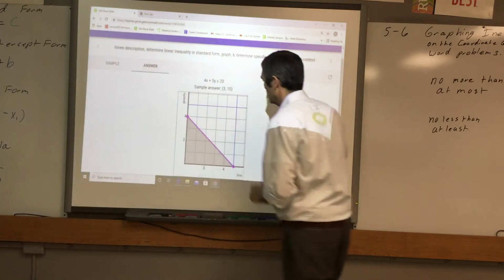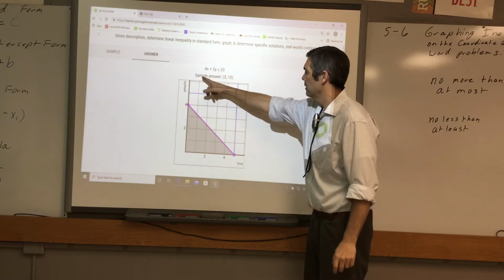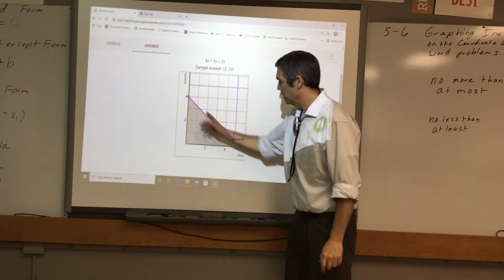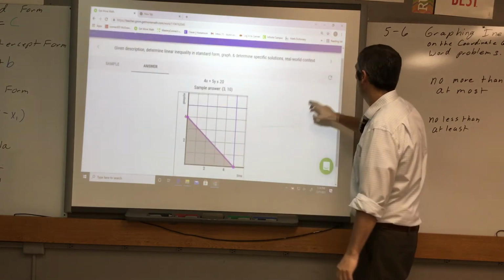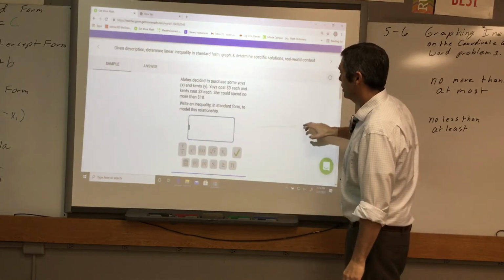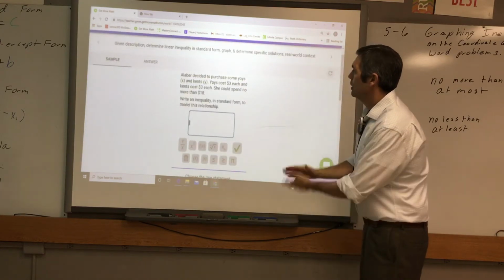And so we can see our answer, right? 4x plus 5y less than or equal to 20. They used a sample answer of 3, 10, fine. And then everything below, and see how it's a line segment. So we're good there. Okay. Let's do another one. Oh, perfect. Okay. Same thing.